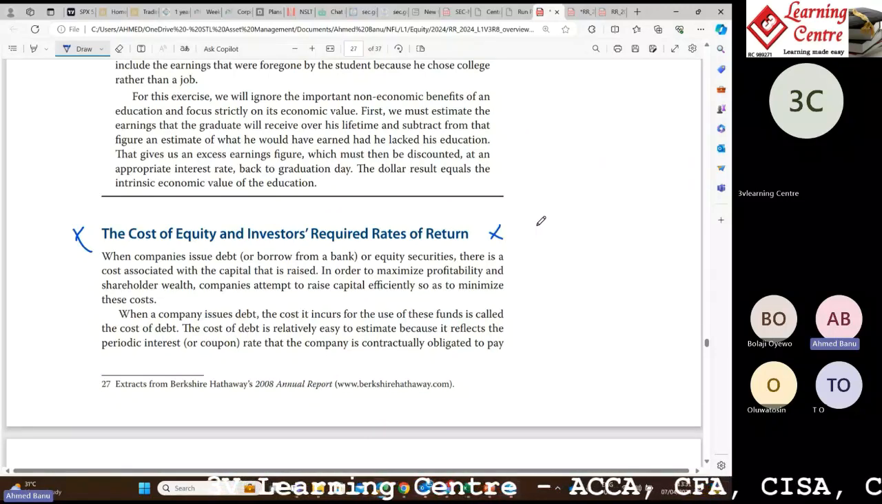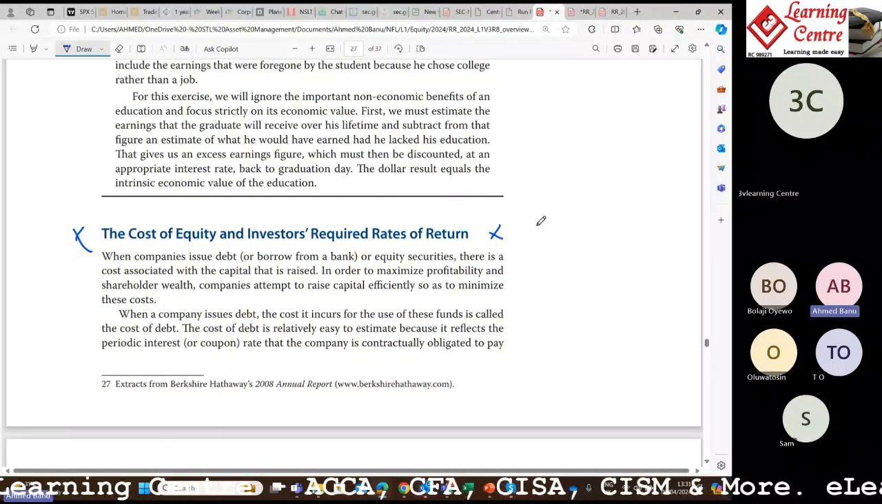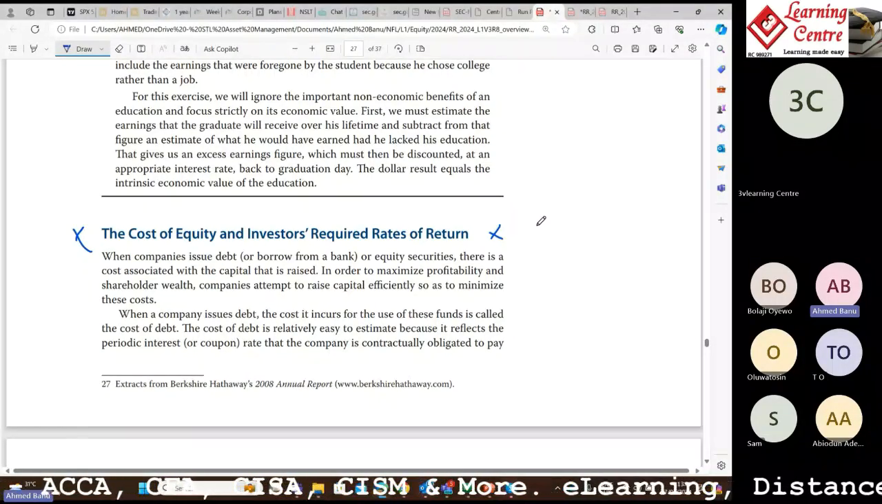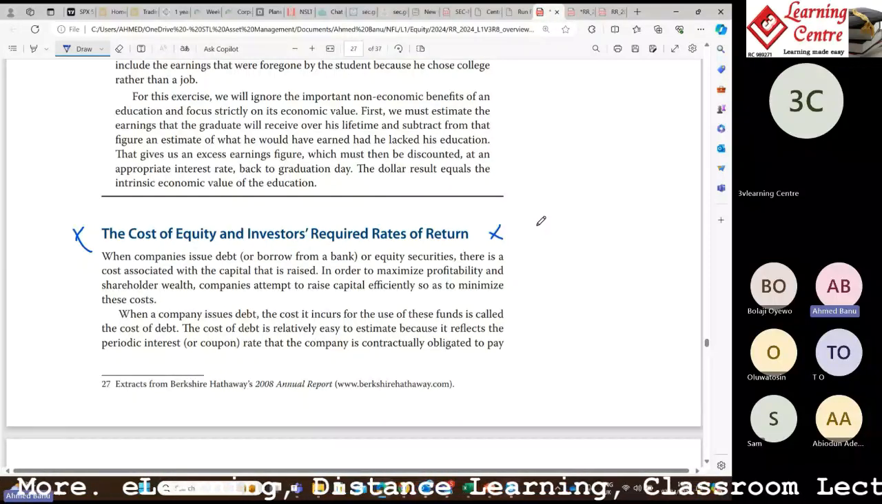Which is basically the cost which might be applicable to returns, might be applicable to dividends that the company is going to bear throughout the life of the capital that has been raised. In order to maximize profitability and shareholders' wealth, companies tend to raise capital efficiently so as to minimize these costs.